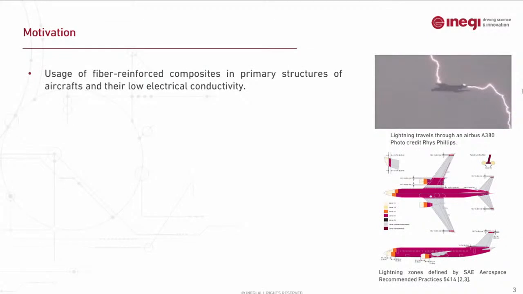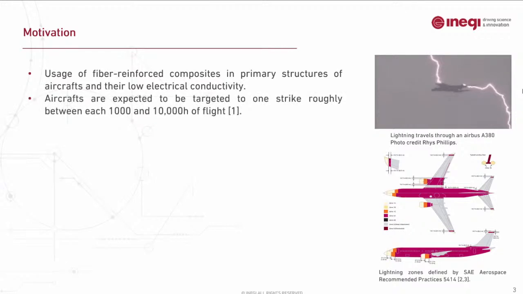Basically, as we are getting more and more composites involved in the primary structures of the aircraft, we are getting a lot of benefits in terms of higher payload and lighter structures. But the structures are now susceptible to lightning damage because they have a weak conductivity, and aircraft are expected to be hit by lightning around once every 1,000 to 10,000 hours of flight. At the time, we had metallic materials, which were perfectly fine, and we could dissipate large electrical currents. But obviously, with composites now, we need to add more solutions.